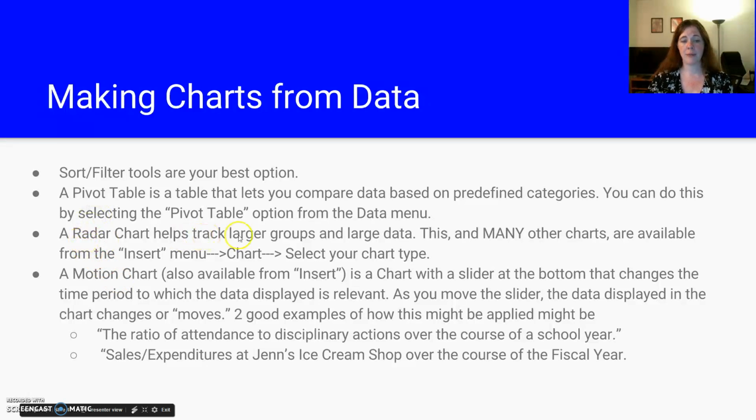The radar chart helps track larger groups and large data. A pivot table is different. The pivot table is not on the chart menu. For a pivot table, you have to select pivot table from the data menu. A pivot table sorts things by predefined categories, something such as by student name or by date or by the test that you issued, by the assignment, and it changes the data that's displayed based on those predefined categories.